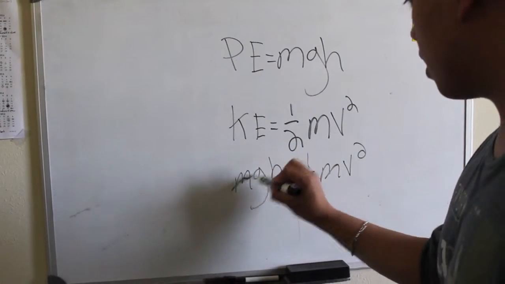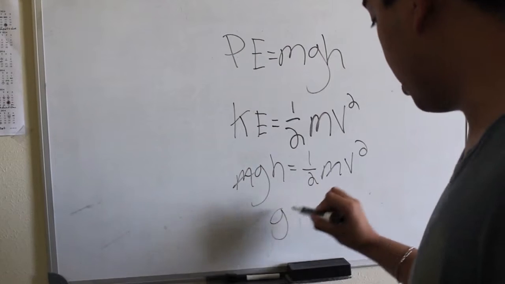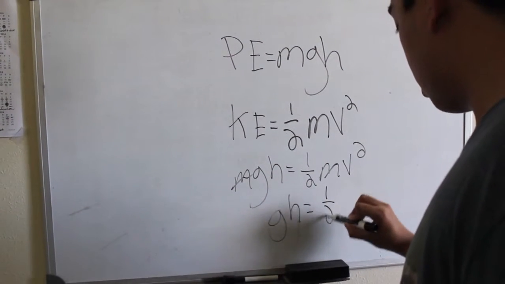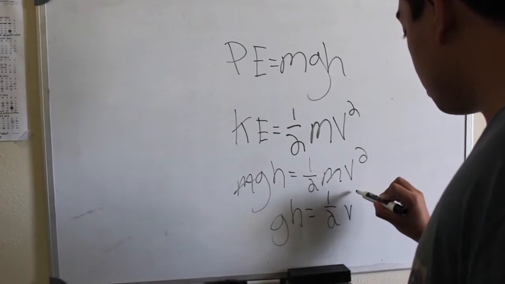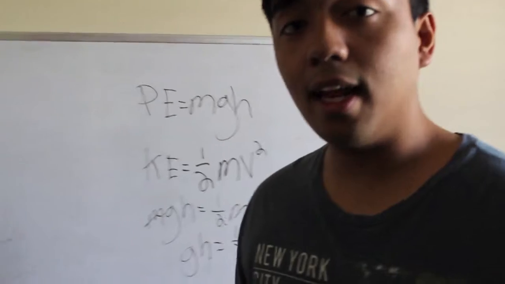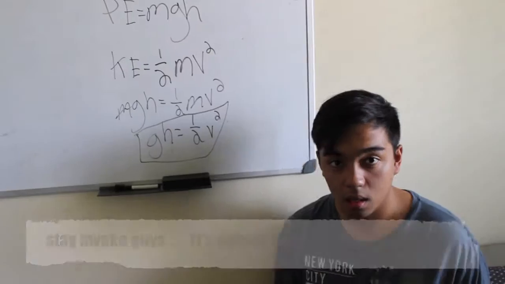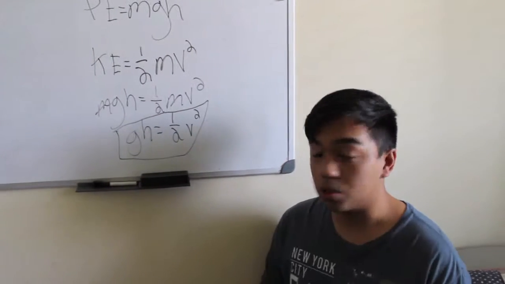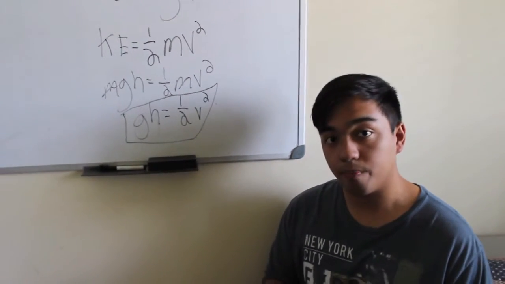Mass will cancel out, and so the resulting equation is gravity times height is equal to 1/2 velocity squared. This can be used to convert the potential energy at the highest point to what the kinetic energy will be at the bottom point. Okay, so we have our equation here: gravity times height is equal to 1/2 velocity squared.